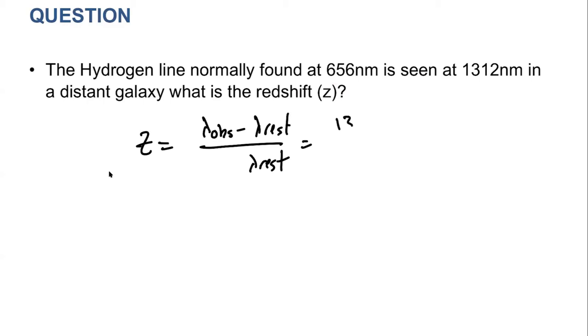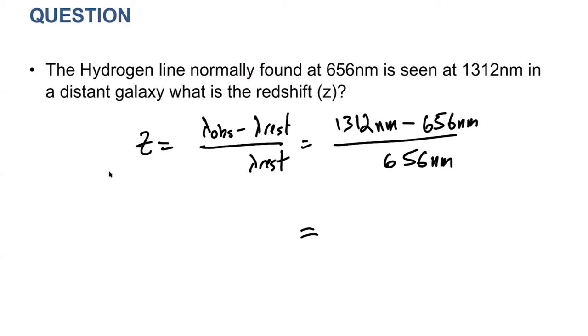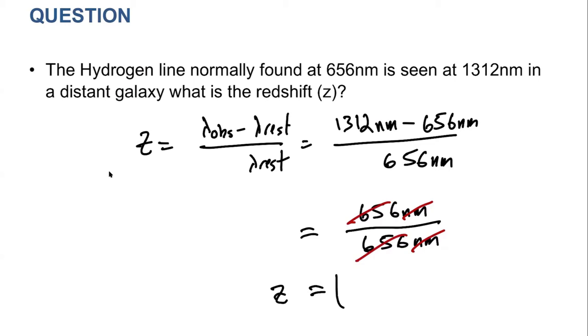The observed is 1312 nanometers. The rest is 656 nanometers, divided by 656 nanometers. What is 1312 minus 656? Well, I've chosen these numbers for a reason. It turns out that 1312 minus 656 is 656 nanometers. If you divide that by 656 nanometers, that's a division that I can do in my head. Those nanometers cancel out. Oh, and guess what? The 656 cancel out too. This is just one. So z is a unitless number. We're dividing nanometers by nanometers.